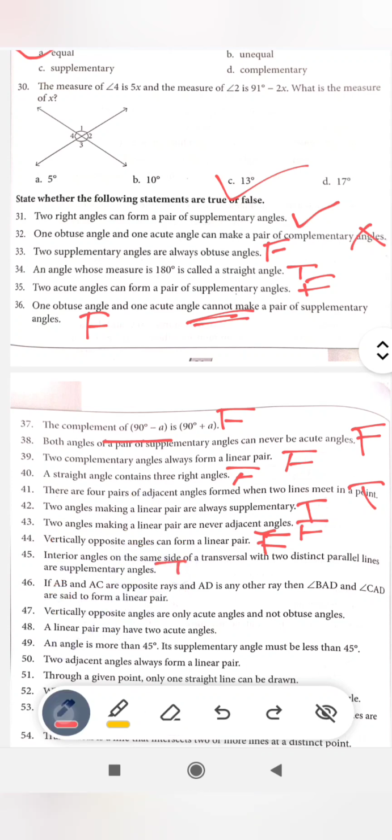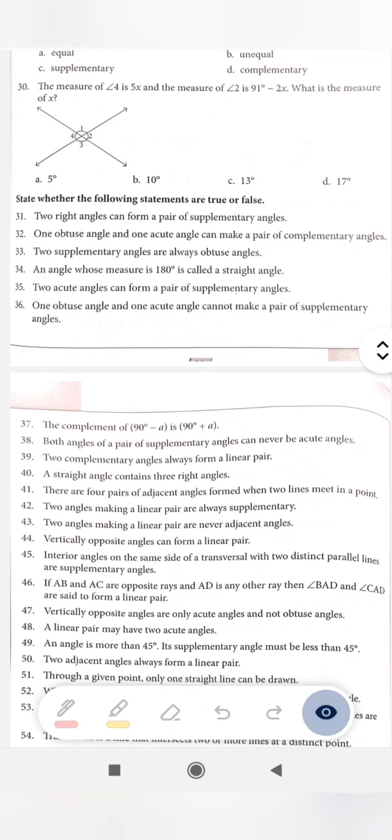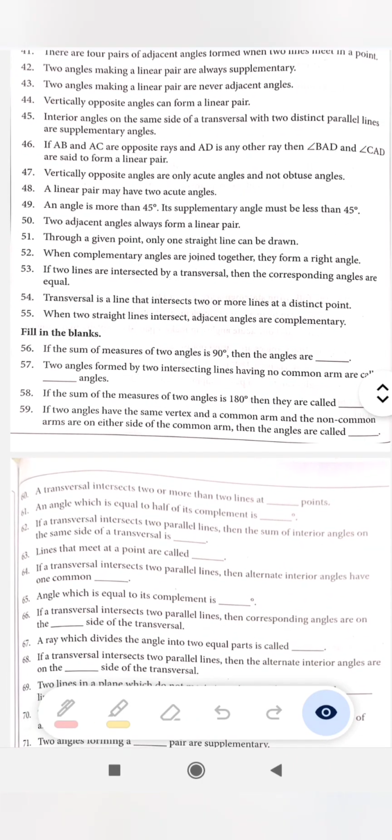Now come to the next question. If AB and AC are opposite rays and AD is any other ray, then angle BAD and angle CAD are said to form a linear pair. Yes, that is correct. So in this chapter, if you draw the figure, then only you can understand it. Now come to the next part. So we need to scroll it.